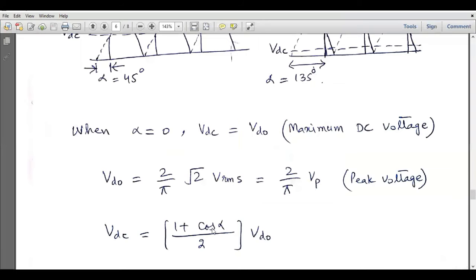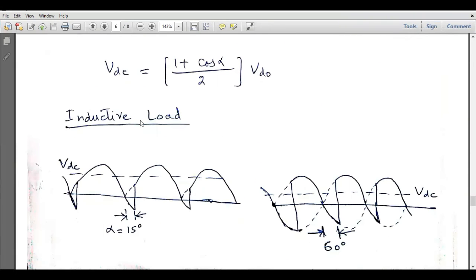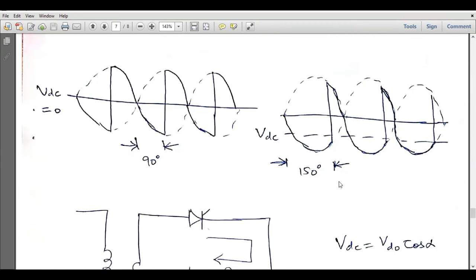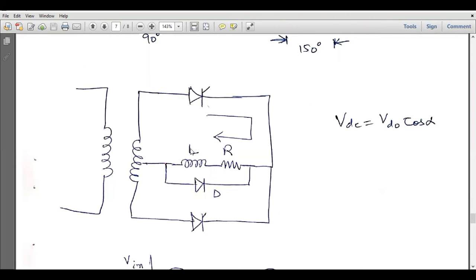Okay, so when I go to this lecture, you can see for the case of inductive load, my output stays positive, but it also stays negative during the firing angle period. So this is the firing angle of 115 degrees. So for 15 degrees, I get the negative output. And if I increase the firing angle, my negative output will also increase. And for 90 degrees, you can see I obtain the output after 90 degrees. But for the other 90 degrees, I get the negative output. So this is the case for the RL load.